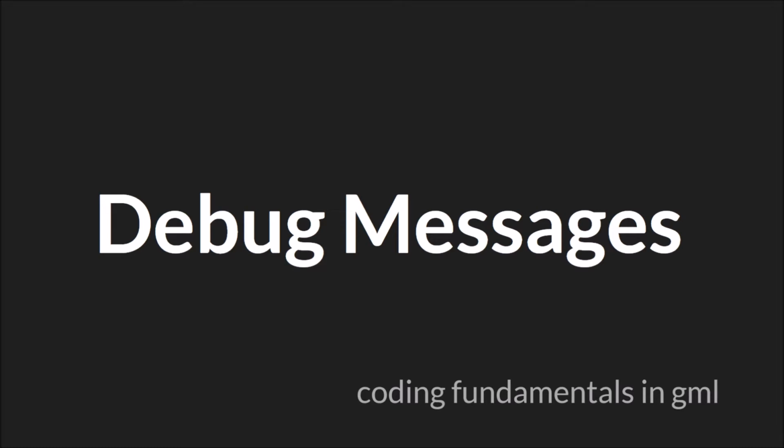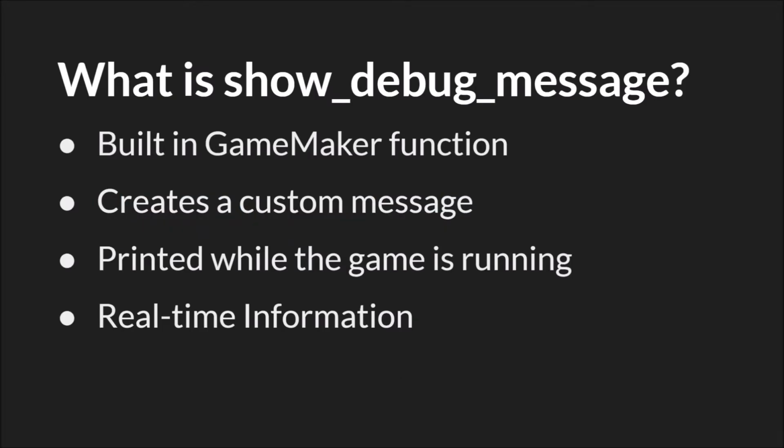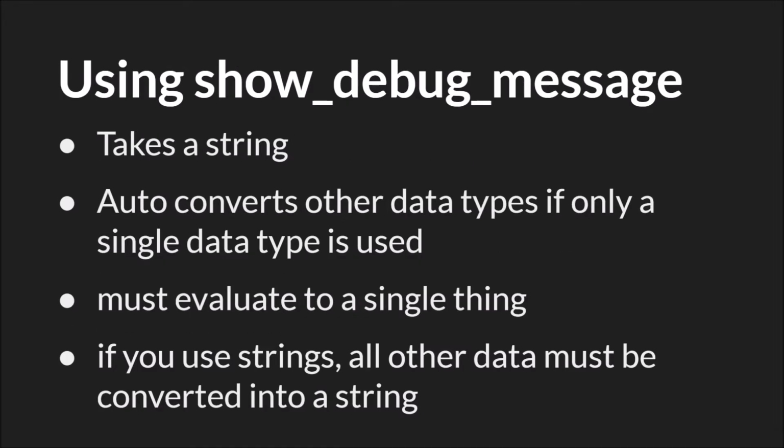In this tutorial, we're going to be talking about the built-in function showDebugMessage, along with the idea of debug messages in general. If you've been following along, you're probably already familiar with showDebugMessage as I've been using it in most of the tutorials. But if you're not, it's a built-in GameMaker function which creates a custom message that prints to the output window, and it is printed while the game is running, giving you real-time information on what is going on with your code. It takes a string, but it will auto-convert other data types if only a single data type is used.